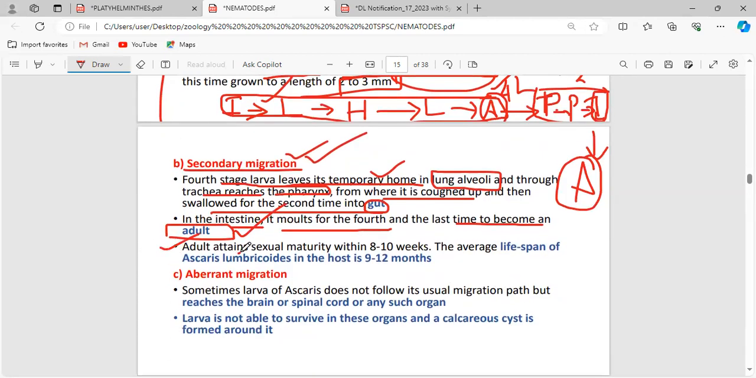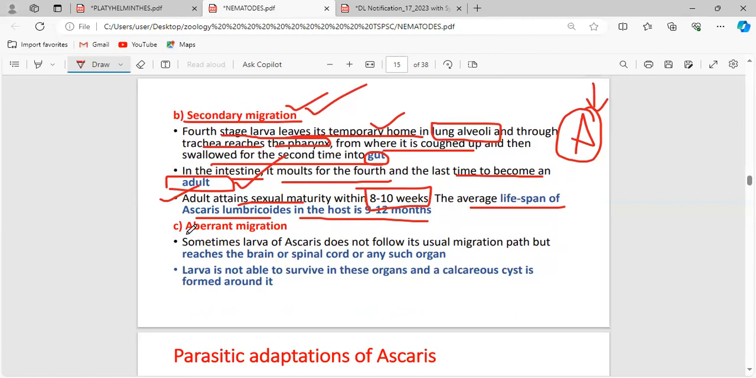Now, as it develops into an adult, it attains sexual maturity within 8 to 10 weeks. The average lifespan of Ascaris lumbricoides in the host is 9 to 12 months. Now, after the primary and secondary migration, aberrant migration can happen. Sometimes the larva of Ascaris does not follow its usual migration path but reaches the brain or the spinal cord or any such organ.